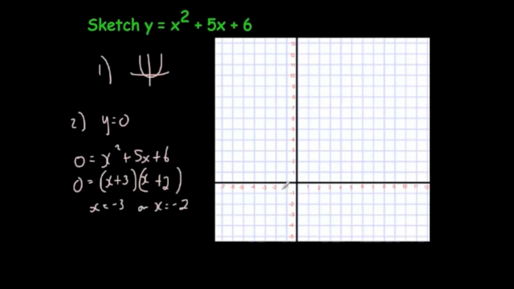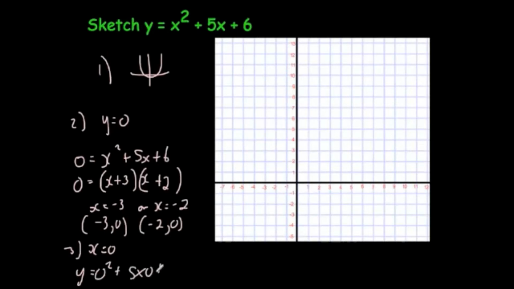That means it's going to cross the x-axis at minus 2 and minus 3. So the coordinates there would be minus 3, 0, and minus 2, 0. And then finally, step 3, let's find where it crosses the y-axis. So you let x equal 0, and by letting x equal 0, you get y equals 0 squared plus 5 times 0 plus 6. That'll be 0 plus 0 plus 6, so that's equal to 6. That means it's going to cross the y-axis at 0, 6.